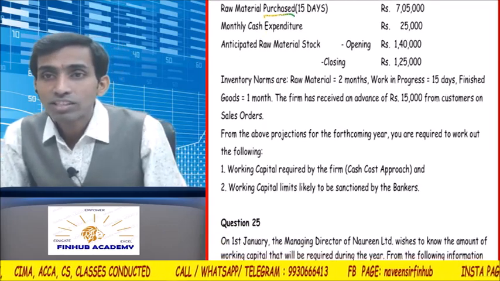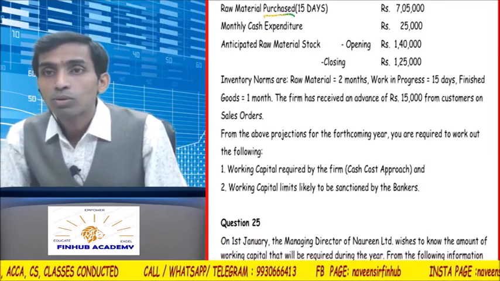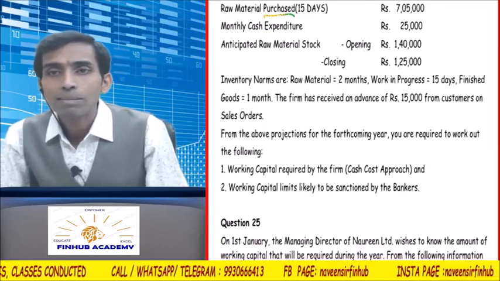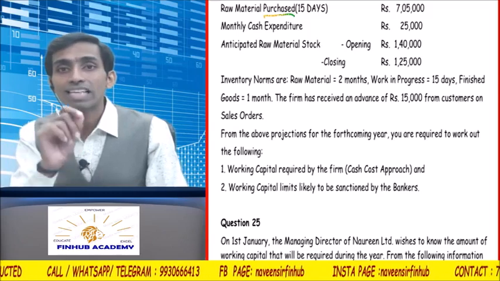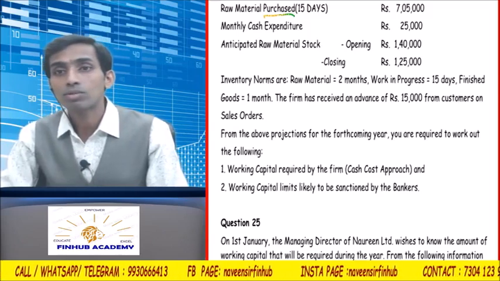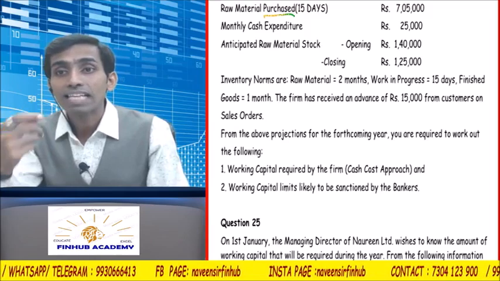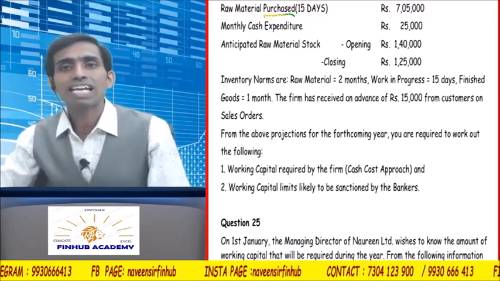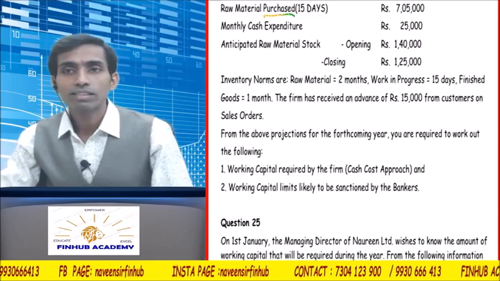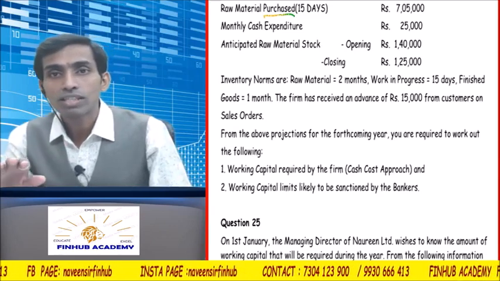From the above projection for the forthcoming year, you are required to work out the following: the working capital required by the firm, cash cost approach, clearly it is given; and the working capital limits likely to be sanctioned by the banker, meaning after removing that margin, how much the bank will sanction, that you have to calculate. Okay, I think we have understood the question.